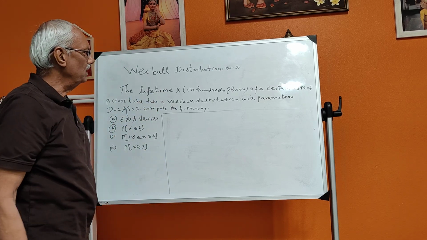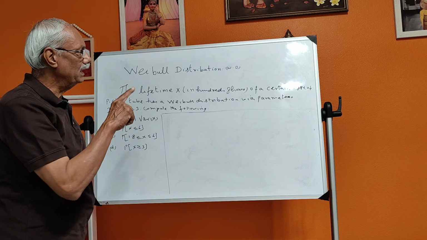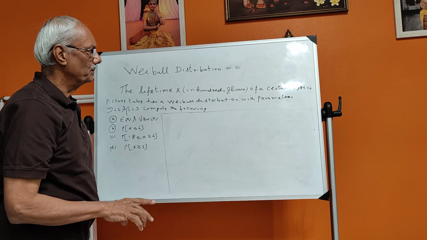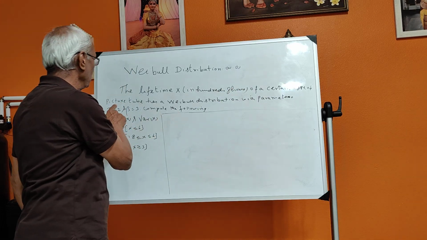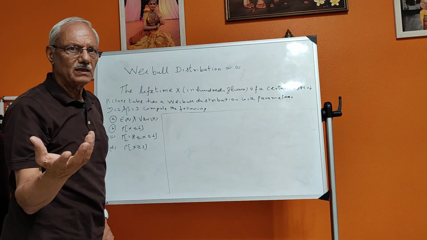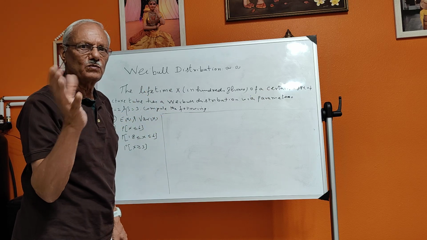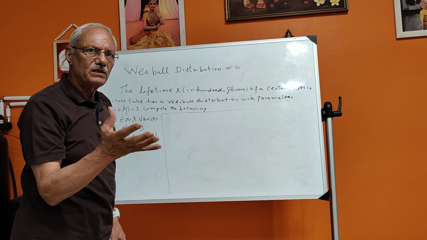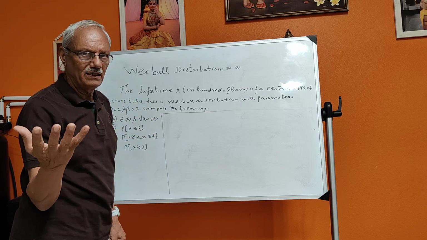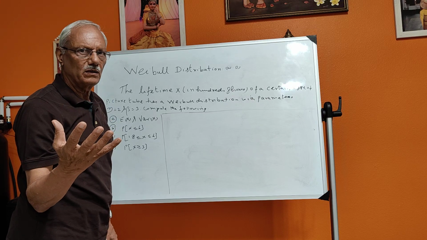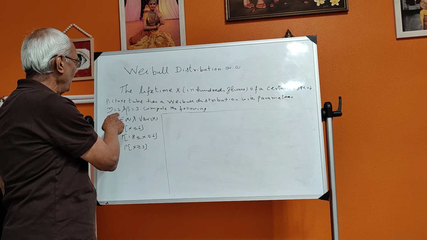The lifetime x, in hundreds of hours, of a certain type of picture tube that comes in a TV has a Weibull distribution. As I told you, this Weibull distribution is mostly applied to components of machineries to find out the durability, reliability and the length of life of the components. Weibull distribution with the parameters alpha and beta.